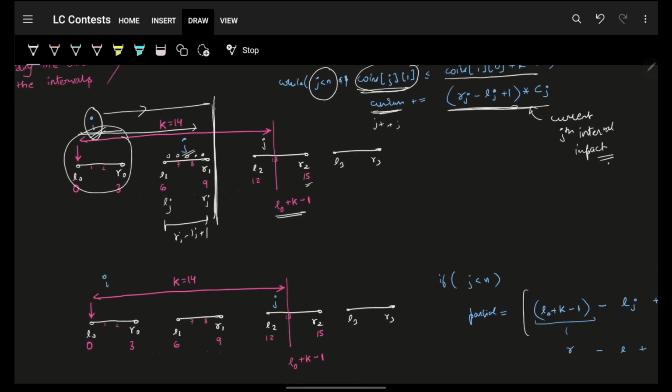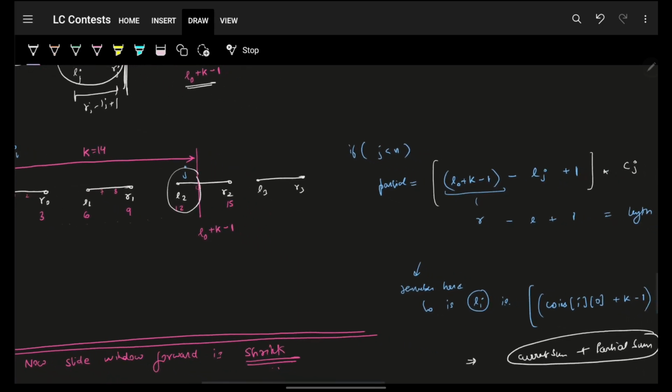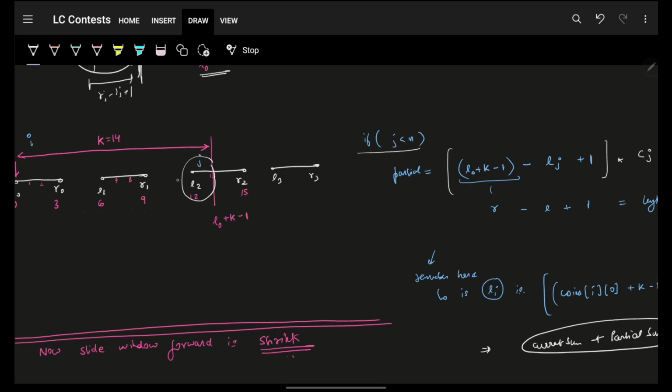So far in my current sum, I have incorporated the summation of coins of this interval and this interval. But still partial, this interval is still remaining. To incorporate that partial interval, make sure to firstly check if the j is less than n, then incorporate the partial interval. What is the partial interval? Just get this length.